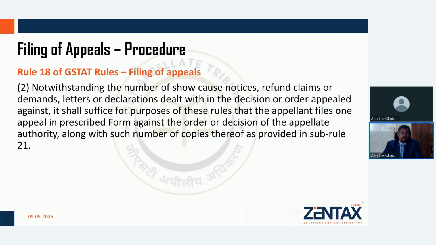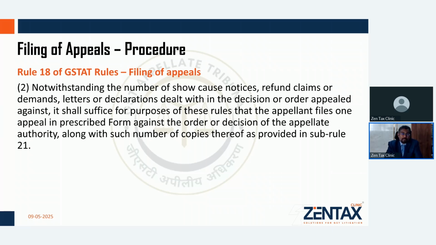Notwithstanding the number of show cause notices, refund claims or demands, letters or declarations dealt with in the decision or order appealed against, one order issued by the first appellate authority under section 107 or 108, but against multiple show cause notices. 5 show cause notices, only one order has been passed. Then, do I need to file 5 appeals before the GST Appellate Tribunal or only one appeal?